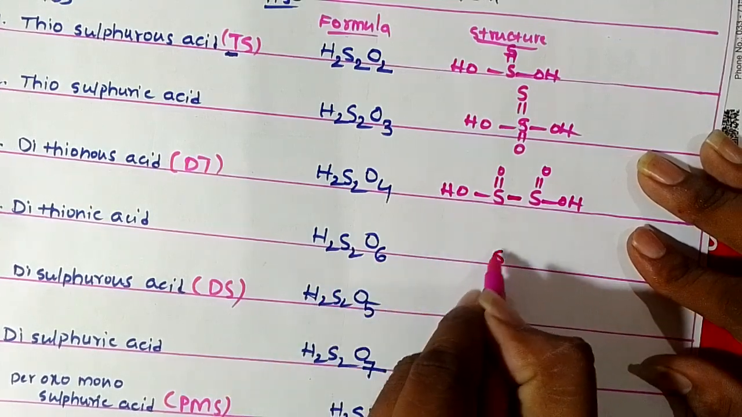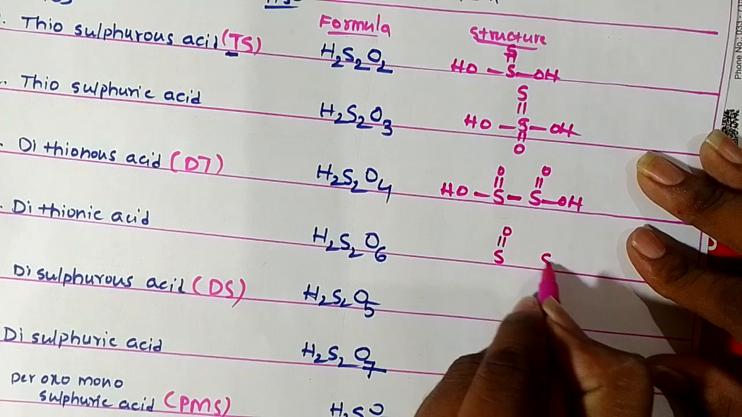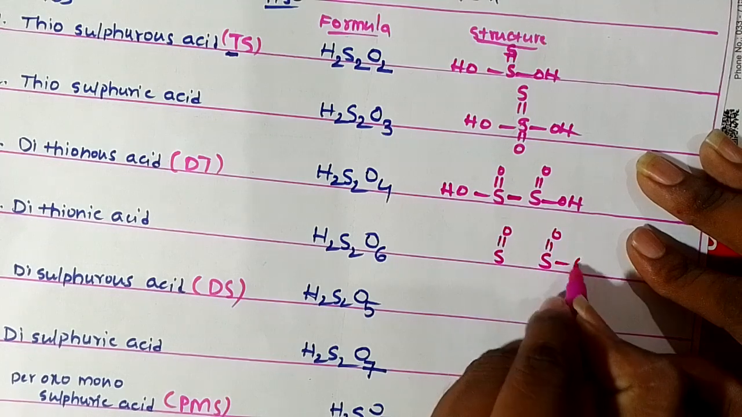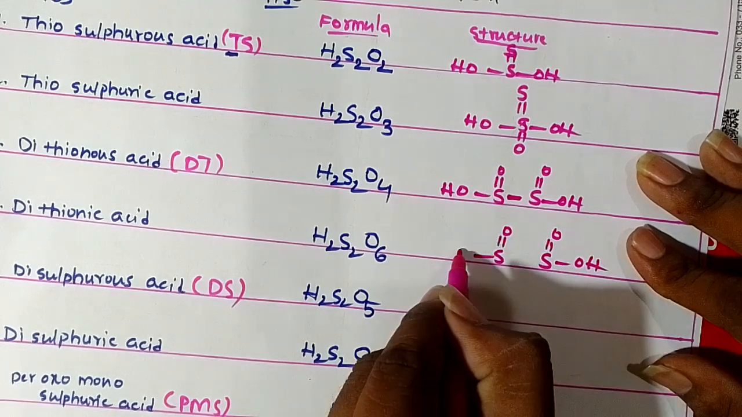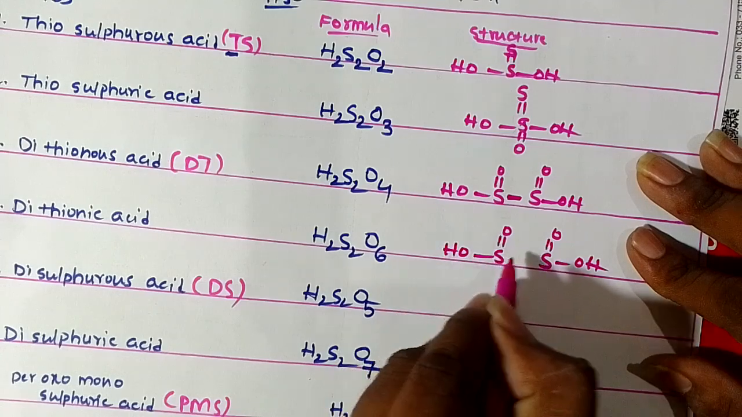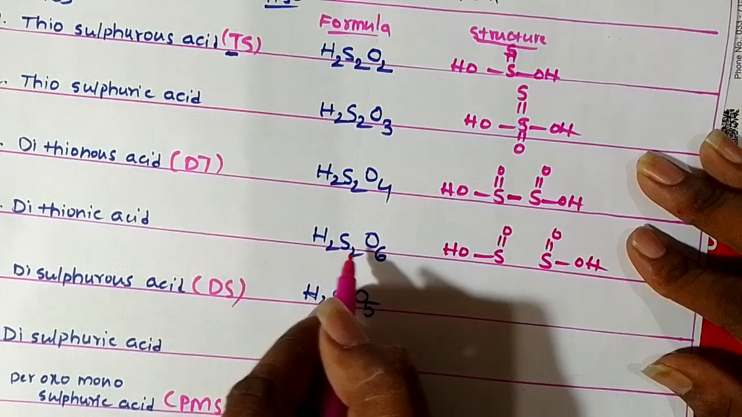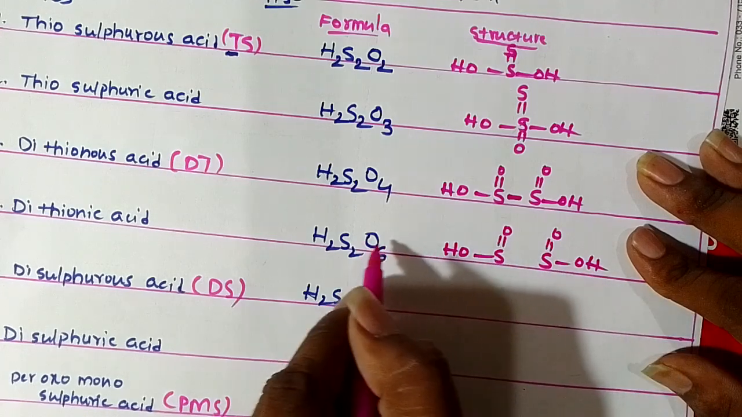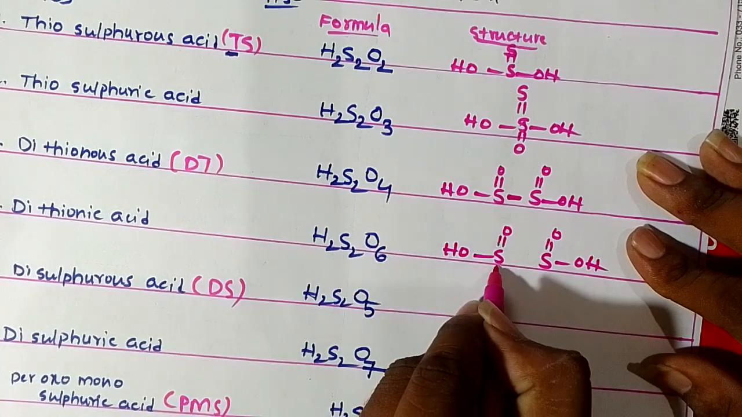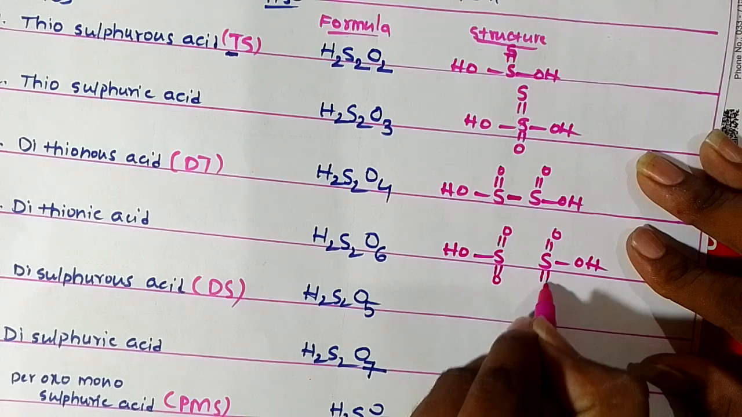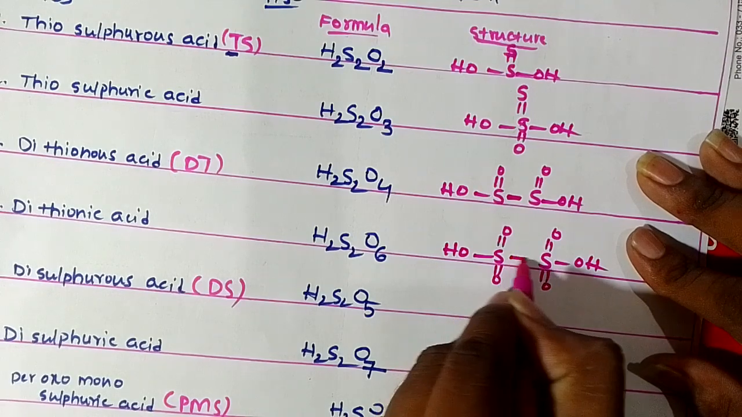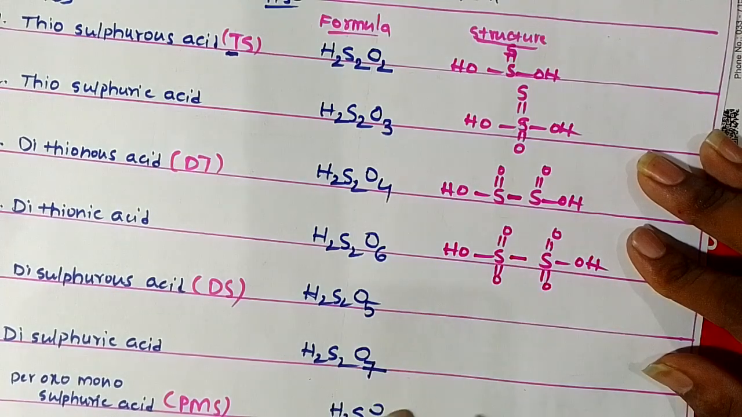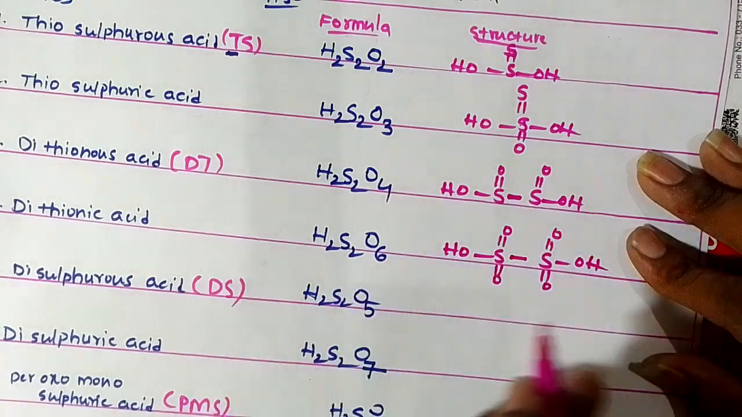Now dithionic acid, the formula is H2S2O6. First write two SO groups, and it contains two OH groups. So two SO groups and two OH groups are common. Now we have already written four oxygen atoms, two hydrogens, two sulfur atoms. The remaining two oxygen atoms exist like this. There is a bond between sulfur and sulfur. So this is the structure of dithionic acid.